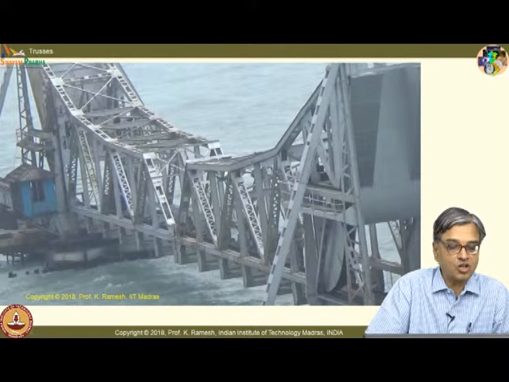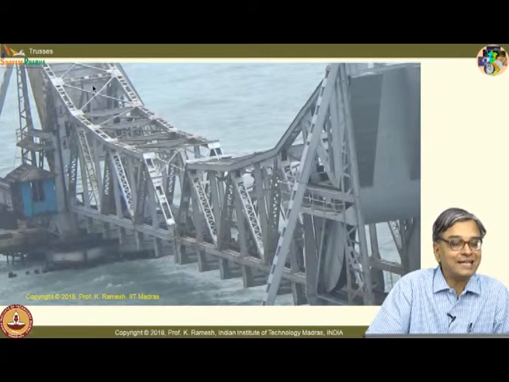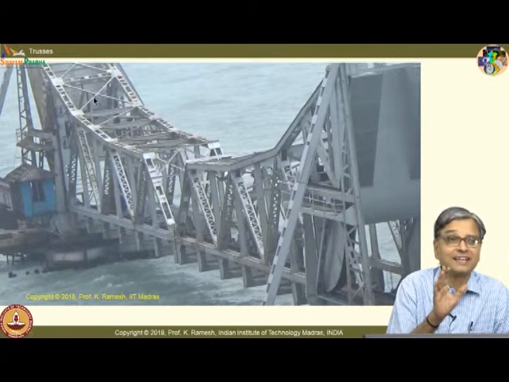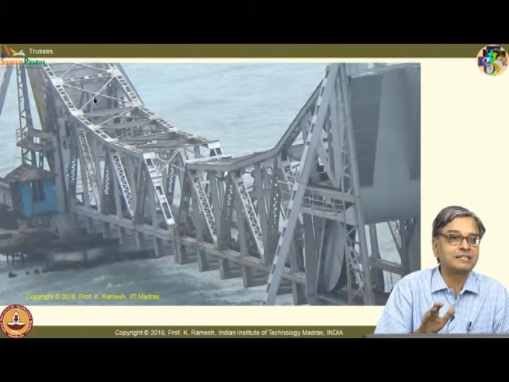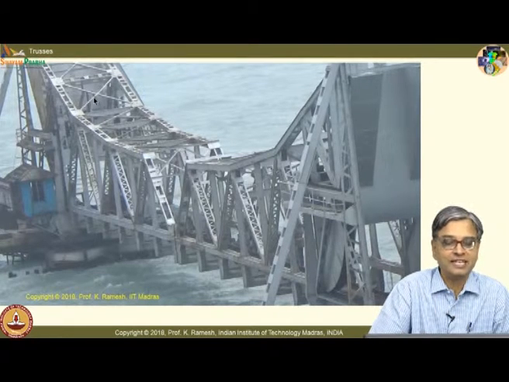In the Pamban bridge that we saw, this also has these members to support wind forces, and you could see that these are very light compared to the basic members. They are very light, which you could easily recognize.